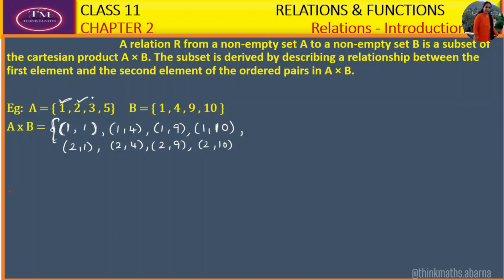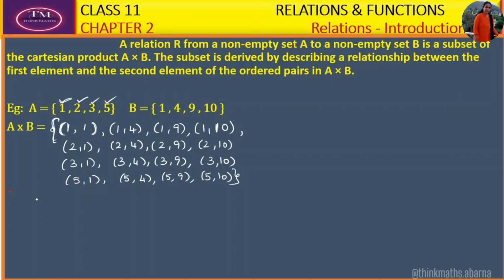In the same way, take the next element, 3. So it is (3,1), (3,4), (3,9), (3,10). Next take 5 and pair it with 1, 4, 9, 10. So (5,1), (5,4), (5,9), (5,10). This is the total set of ordered pairs for A cross B. If you do it in an orderly way, you will not miss any ordered pairs of the Cartesian product A cross B.